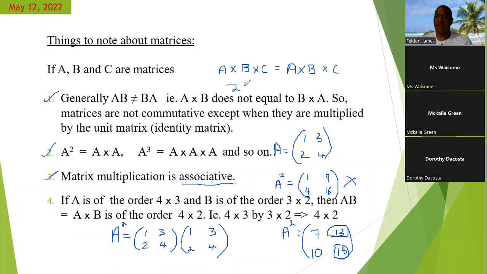So it's 2 plus 3 is equal to 3 plus 2. That's the one you're talking about, Ms. Sosa? Yeah. This one is not the associative law. This is the commutative law. Oh, okay, sir.